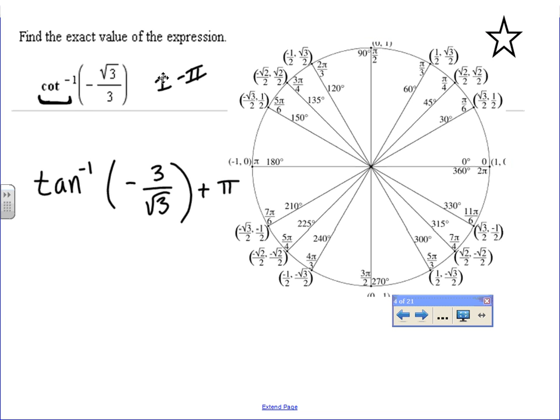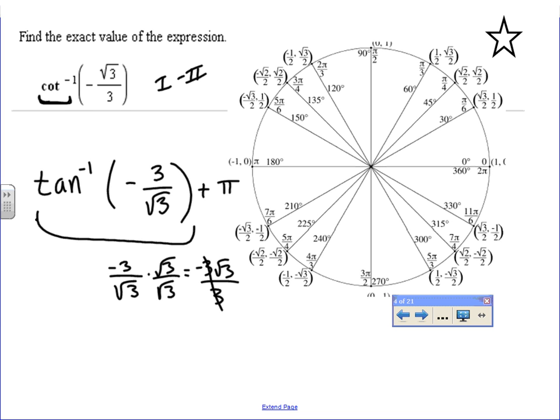Now, let's see what this angle is. So where is the tangent negative 3 over square root of 3? Now, I'd probably rationalize that. So let me just take a minute here to rationalize. So this will give me negative square root of 3 over 3, over 3. That would cancel. So that's just going to give me negative square root of 3. So now I'm going to do inverse tangent of negative square root of 3 plus pi.